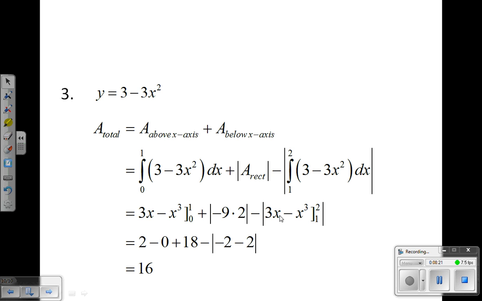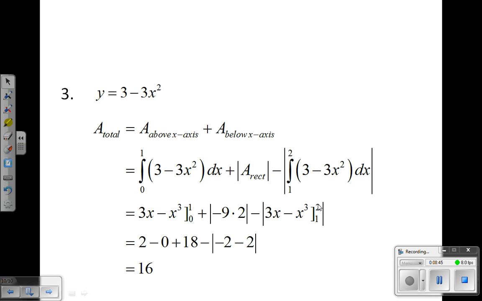So again, we've already integrated, so we get the same thing over here. And then I'm supposed to go from 0 to 1 in this one, so I plug the top number in for both of the x's. So 3 times 1 minus 1 cubed, that's 2. Subtract, and then plug the bottom number in. So 3 times 0 minus 0 is 0. Again, we said absolute value of this, so it's 18 minus, and then this part here.